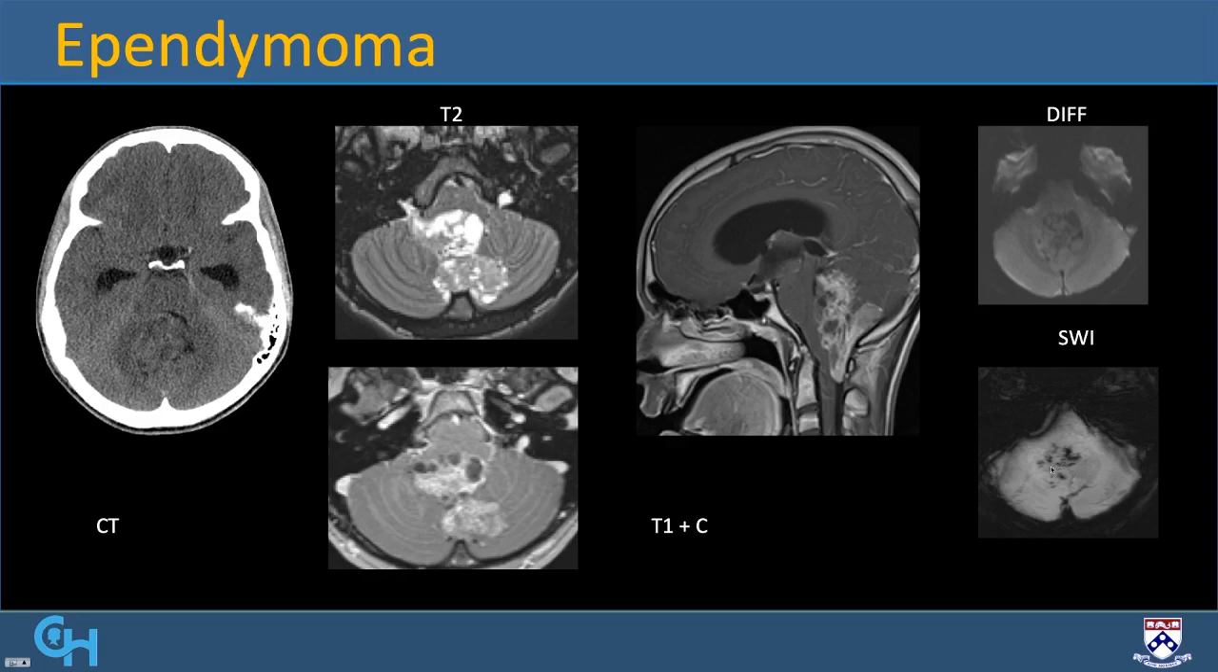Notice here that this tumor had a lot of susceptibility, which could either be due to blood products or calcification, as seen on the susceptibility weighted image here. And notice that this tumor actually did not demonstrate any restricted diffusion. Now, that could be variable because restricted diffusion could be seen in the anaplastic variety of ependymomas.